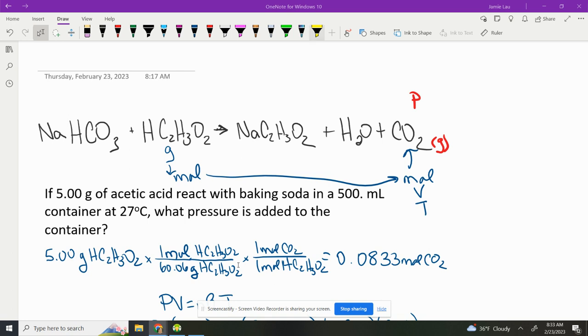I do want to highlight, even though it's 1-to-1, it is incredibly important that you show this stuff because if you're using PV=nRT, you have to show that you're using moles of a gas, not just moles of the initial aqueous reactant.